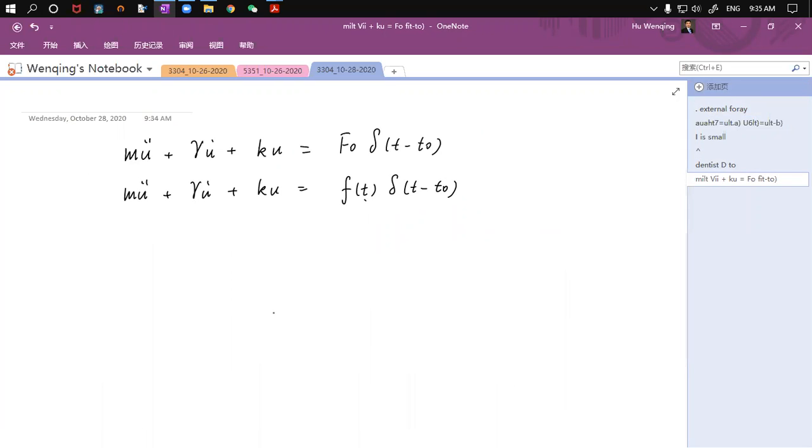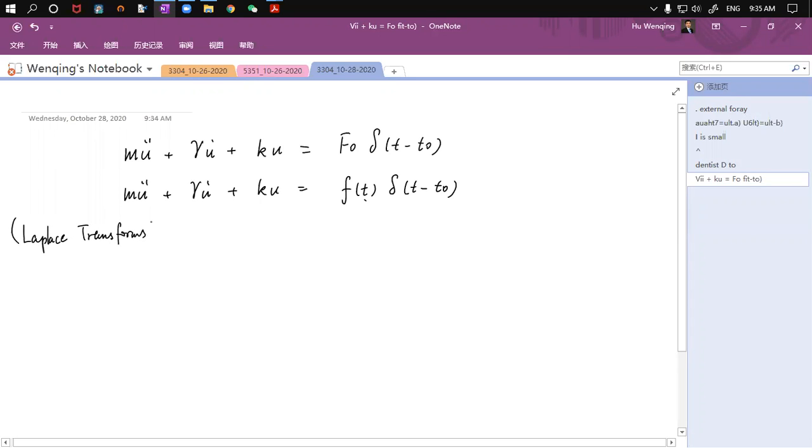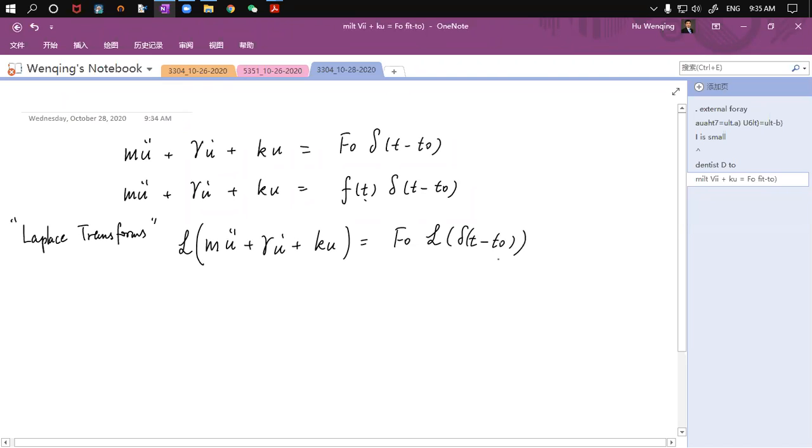So how are we going to solve them? Well, we're going to solve them by Laplace transforms, because our chapter is about Laplace transforms. So how are we going to do it? You Laplace transform the left side of this equation, m u double dot plus gamma u dot plus k u, and that equals F0, which can be pulled out, times the Laplace transform of delta of t minus t0. Is that good, family? Okay, that's a very simple Laplace transform that you're looking at.